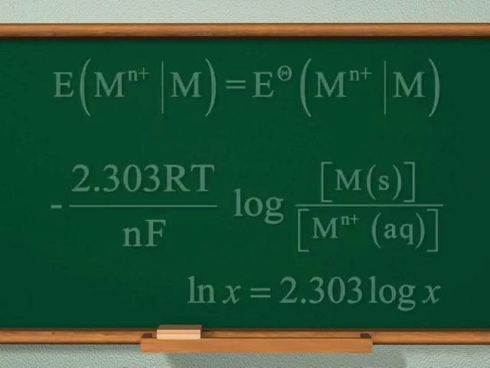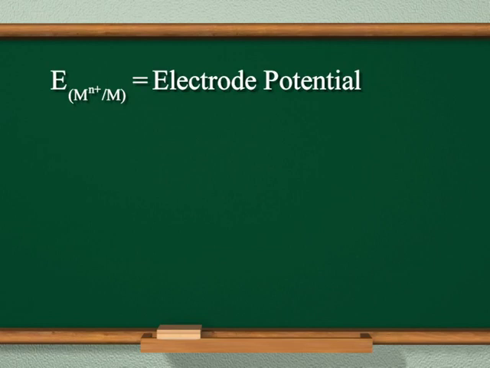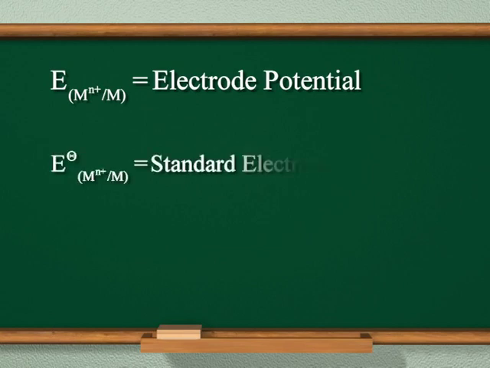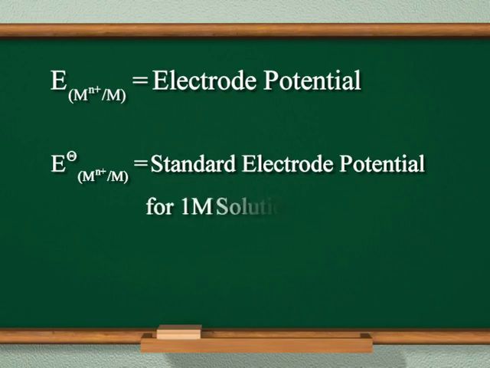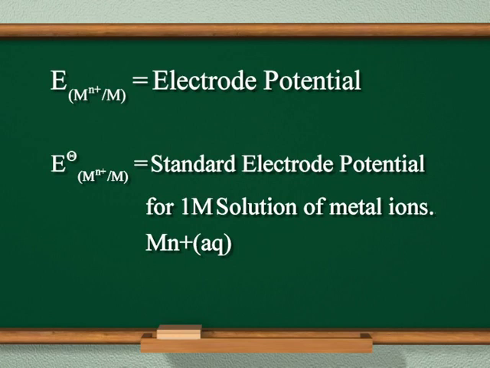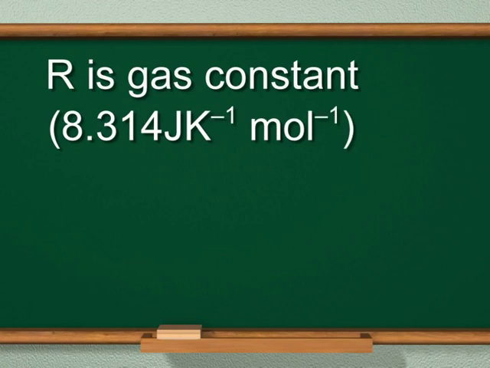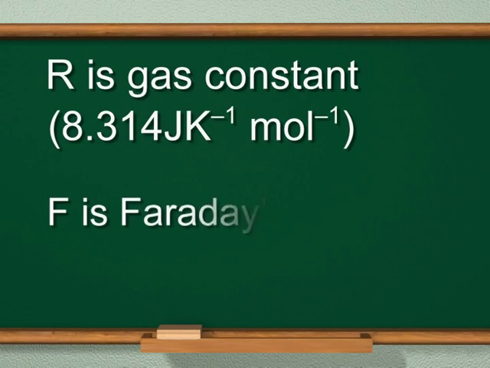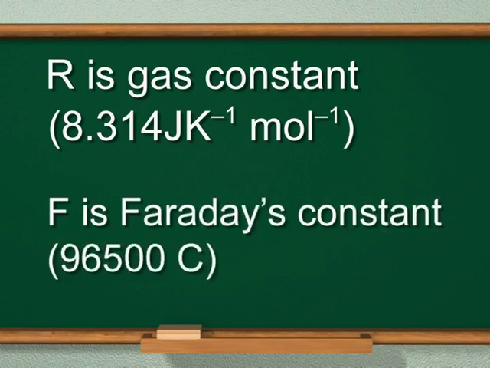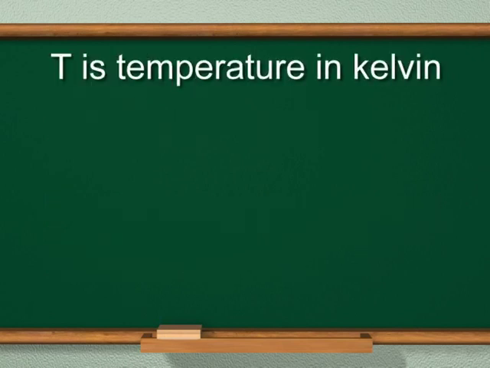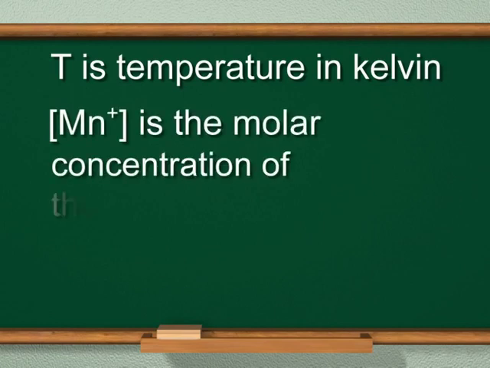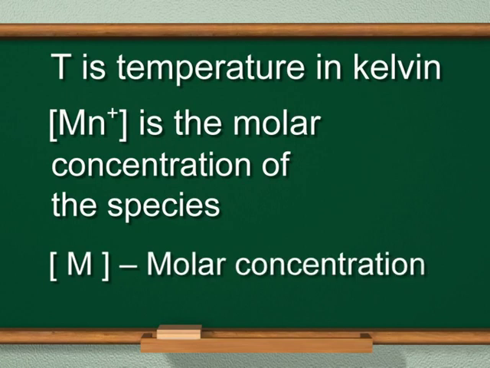As a result, ln(x) is equal to 2.303 log x, where E of M n+ upon M is equal to electrode potential as shown on the screen, and E naught of M n+ upon M is equal to standard electrode potential for 1 molar solution of metal ions. Given that R is gas constant having value 8.314 joules per Kelvin per mole, F is Faraday's constant having value 96,500 coulombs, T is temperature in Kelvin, and M n+ is the molar concentration of the species. M represents molar concentration of the metal.